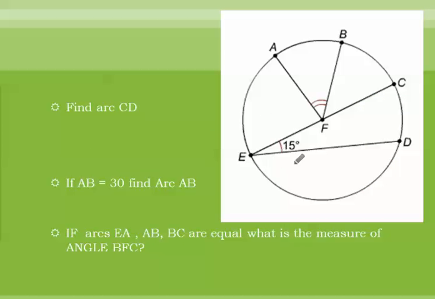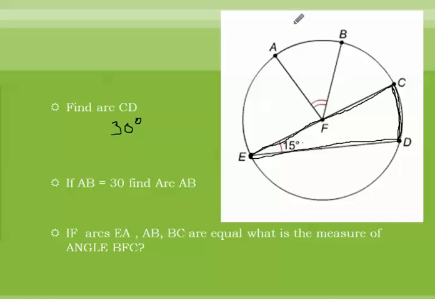This one's asking me to find arc CD. That's this arc right over here. Well, this arc has an angle here, CED, that is an inscribed angle. Inscribed because the vertex is sitting right here on the circle. That means the angle is 1/2 of the arc. That means this arc is 30 degrees because it's 1/2 of that angle.